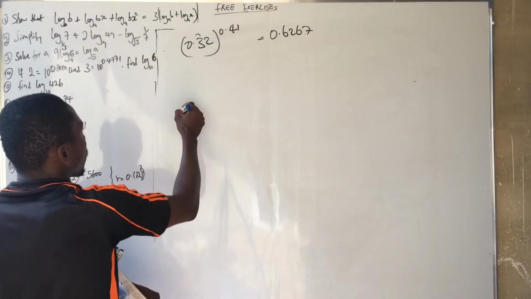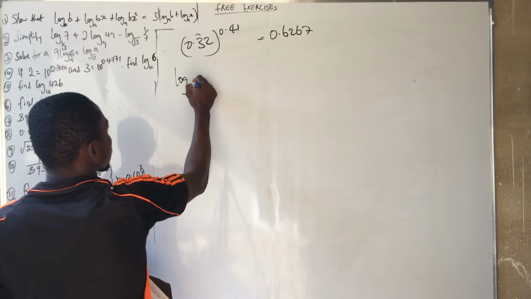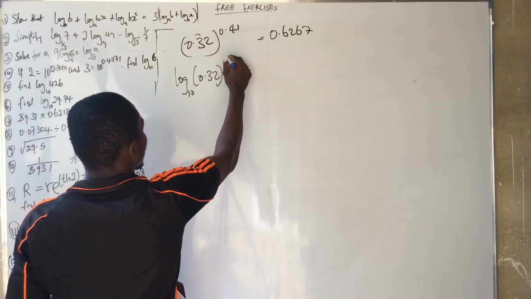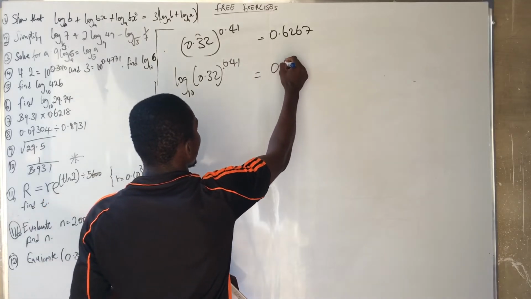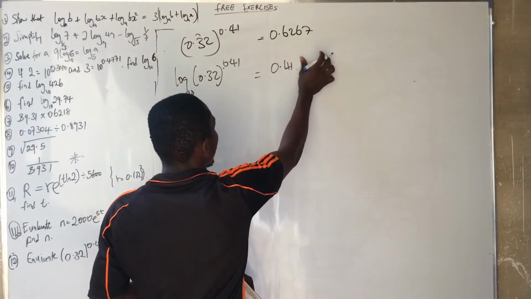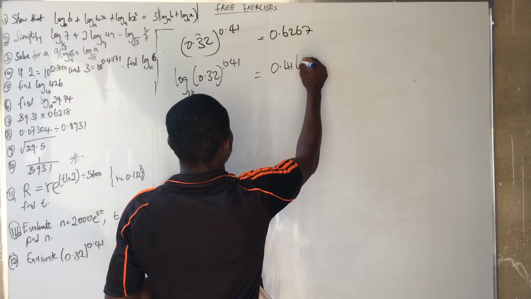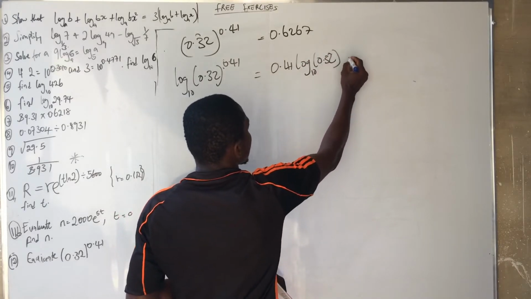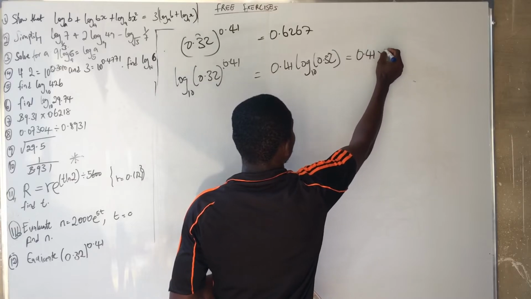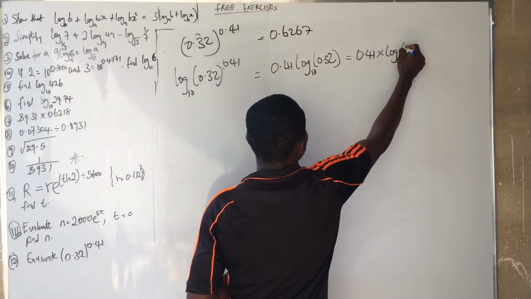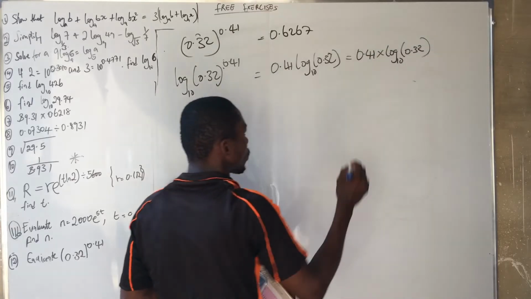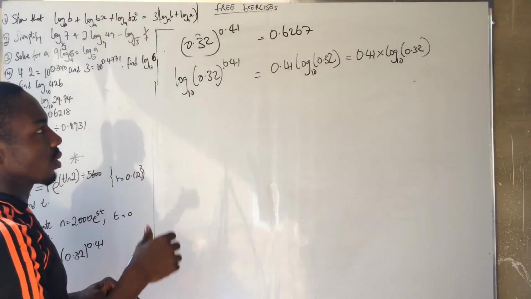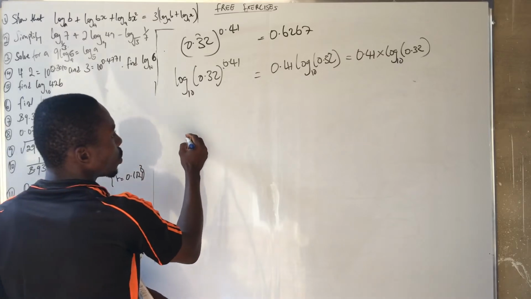Put it in logarithm now. I'm going to have log to the base 10 of 0.32 to the 0.41. I'm going to have 0.41 multiplied by log to the base 10 of 0.32. And this simply means 0.41 multiplied by log to the base 10 of 0.32. So having expressed it like that now, it's going to be easier for me to do.